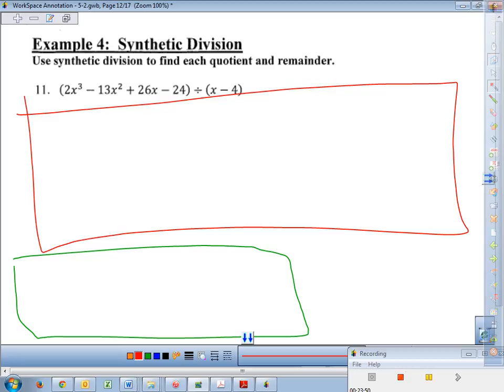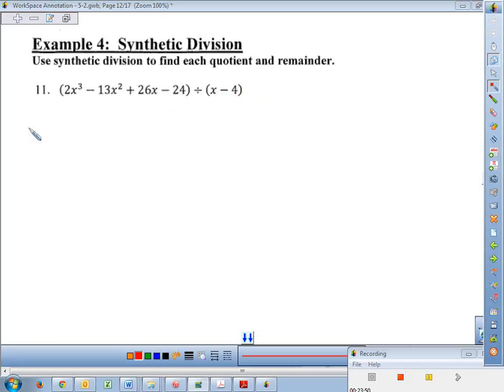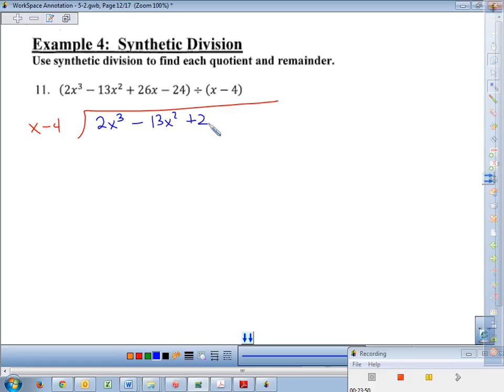Okay, so let's do long division first. Wouldn't we do x minus 4 divided into, I don't even know how to say that right, I don't do long division, 2x cubed minus 13x squared plus 26x minus 24? Cool?